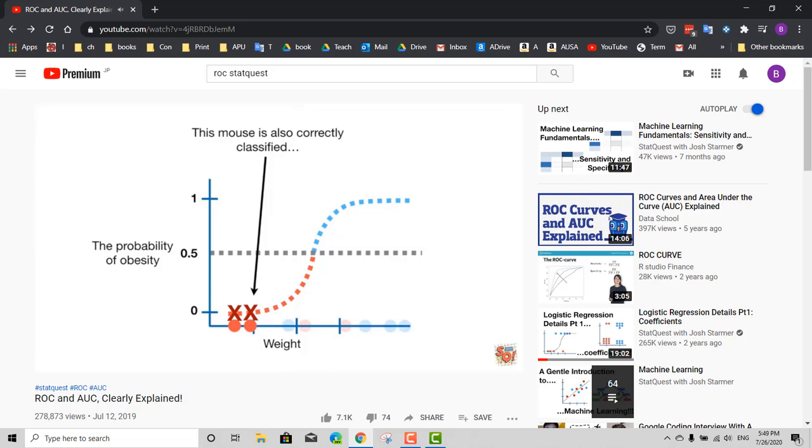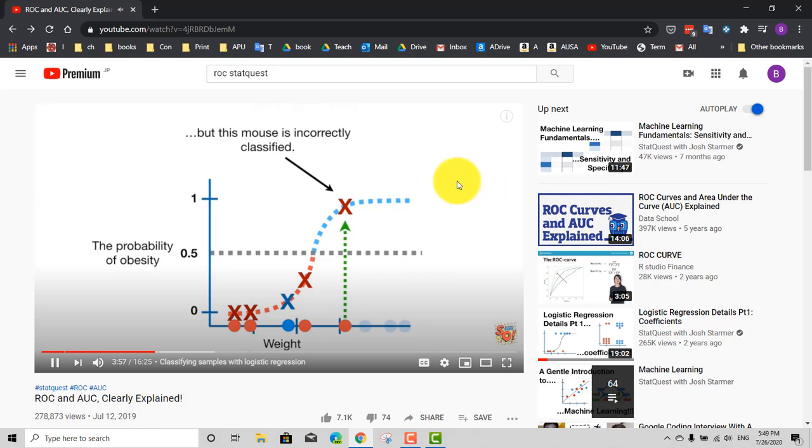This mouse is also correctly classified. But this mouse is incorrectly classified. We know that it is obese, but it is classified as not obese. The next mouse is correctly classified. But this mouse is incorrectly classified.